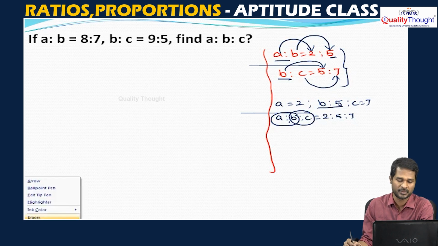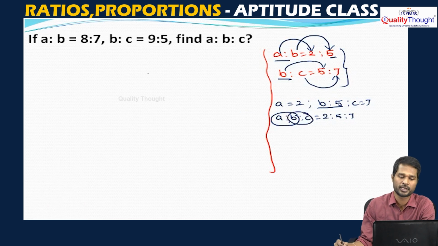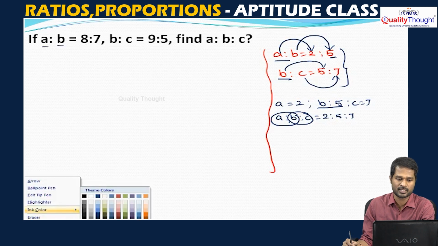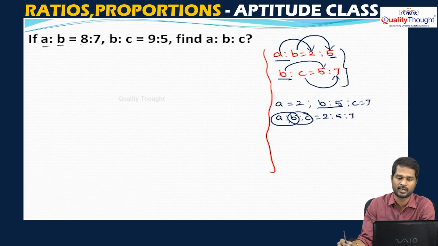So we can join. To join any two ratios, there should be a common value, and the common value should be equal in both cases. Now let's see the question. Here A is to B is given as 8 is to 7. That means A is 8 and B is 7. Here B is to C is 9 is to 5, which is B is 9 and C is 5.